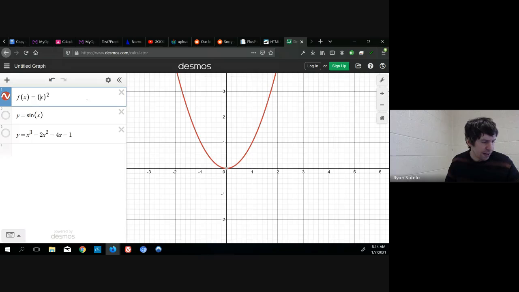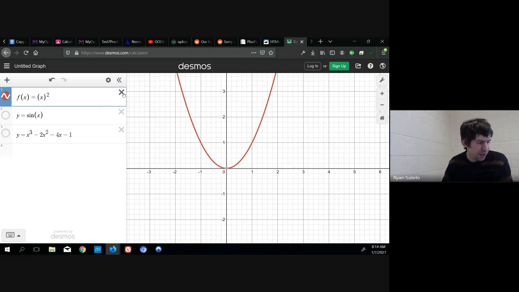So yeah, anything you do outside of the function is a vertical shift, and anything you do to inside on the x is a horizontal shift or reflection. And also, I'll do it for the other functions because this one is harder to tell. Any questions so far?